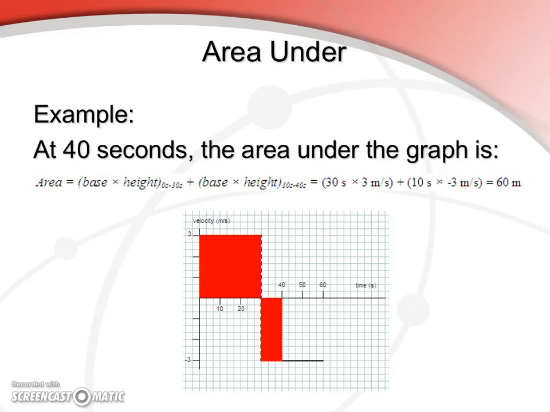Okay, so hopefully you filled out your graph now, but we'll do one example here. At 40 seconds, we have the area under the graph as the expression given here. The area above is 30 seconds times 3 meters per second, equals 90 meters, plus 10 seconds times negative 3 meters per second, gives us a total of 60 meters.